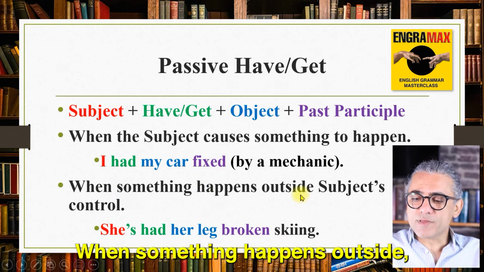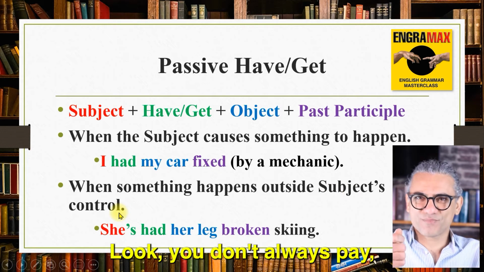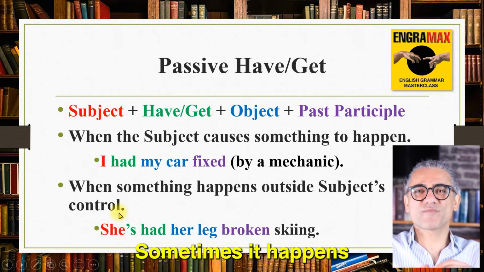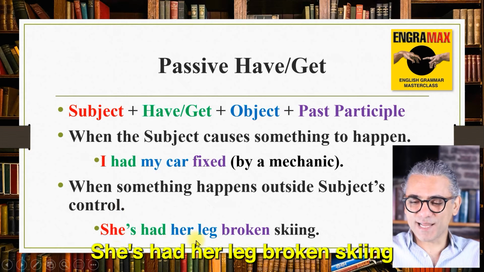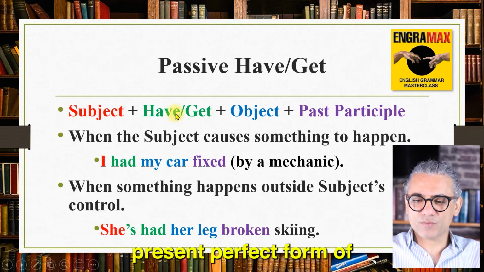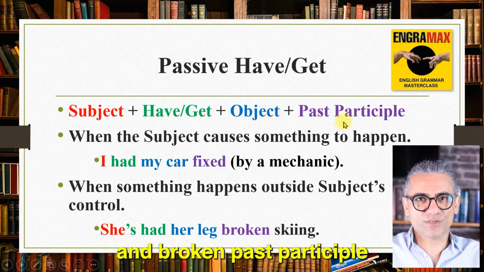When something happens outside the subject's control, look, you don't always pay for something to happen in this structure. Sometimes it happens outside your control. She's had her leg broken skiing. So, she, subject, has had, present perfect form of have, her leg, the object, and broken, past participle of the main verb.